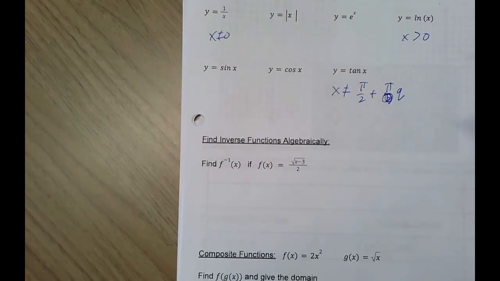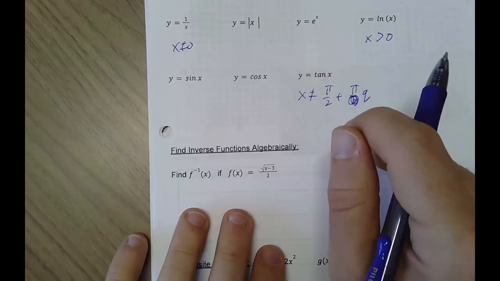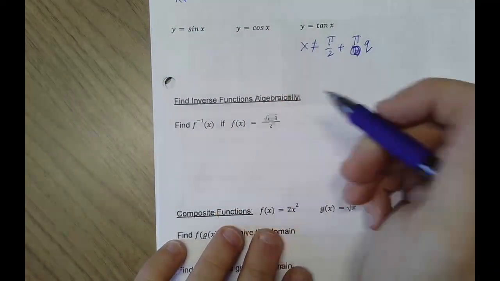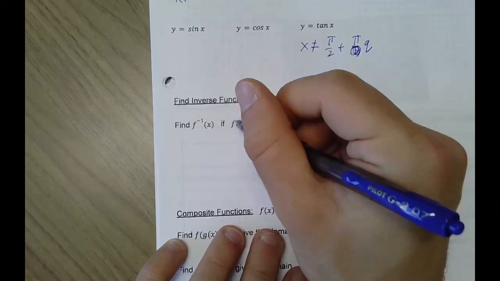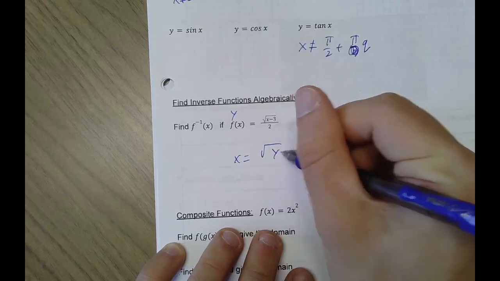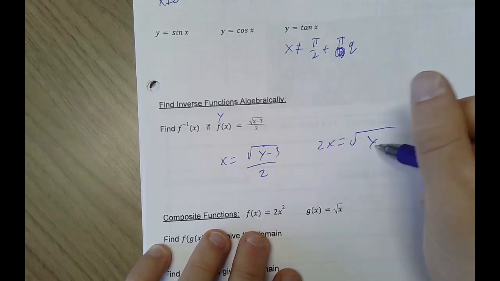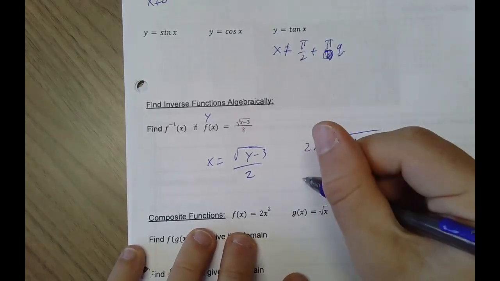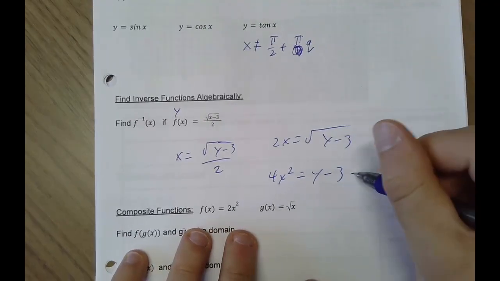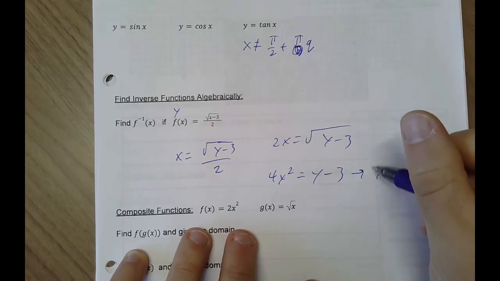Find inverse functions algebraically. So make sure you know the trig functions, especially. Okay, we'll have to go over that later. So to find the inverse, you switch x and y. So here, this is really a y right here, right? So if you're going to switch them, you're going to have x equals root y minus 3 over 2, and we're going to get y alone. So you get 2x equals root y minus 3. We're going to square both sides. We're going to get 4x squared equals y minus 3. And so y equals 4x squared plus 3.